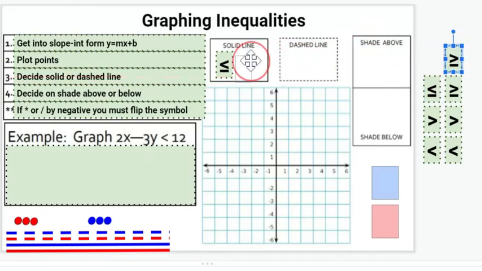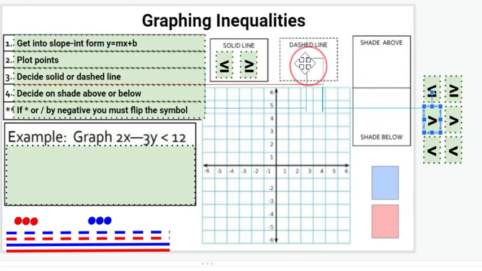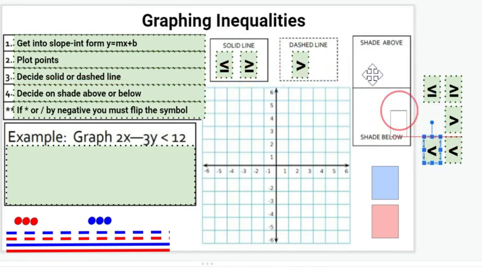So the less than or equal to and the greater than or equal to symbol, you're going to have the solid line. So if there's a little line in your symbol, draw a solid line. And then if it's just greater than or just less than, then it's a dashed line. Okay, so if you don't have a line in your symbol, don't really draw a line, just dash it out.